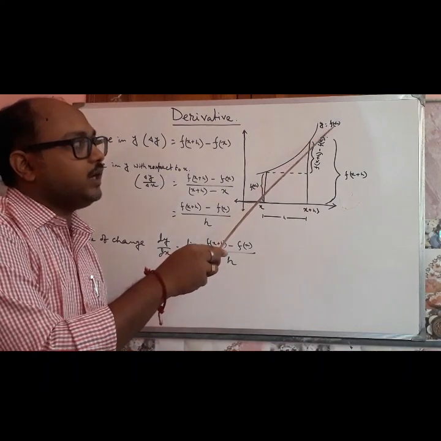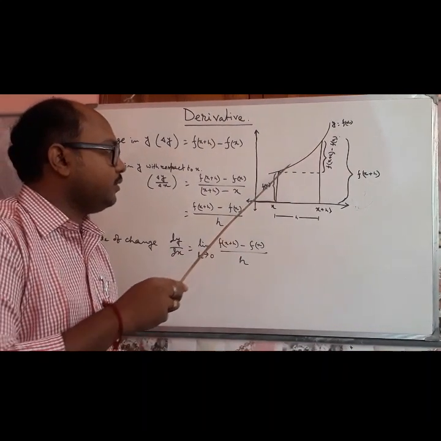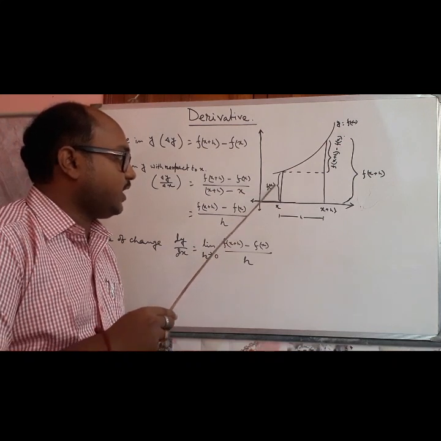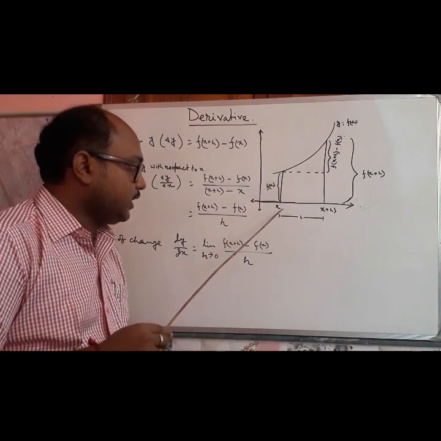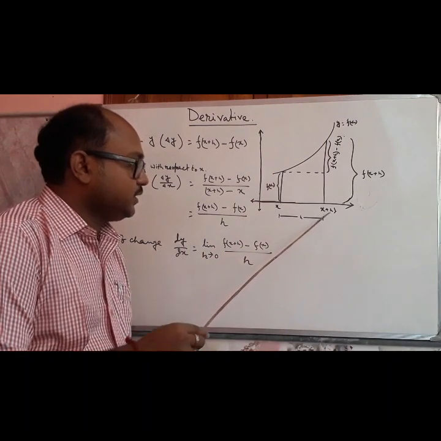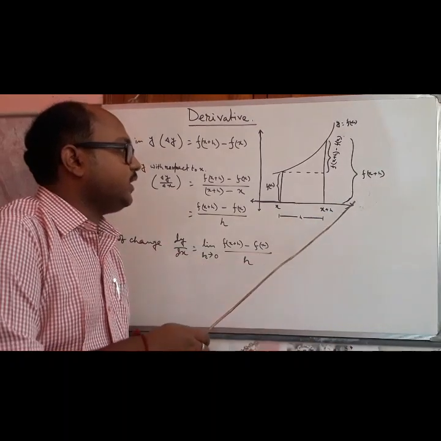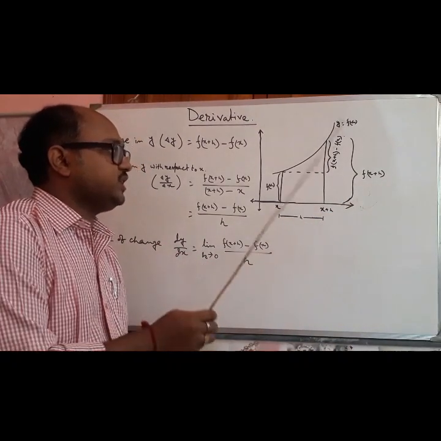Let the function y is equal to f of x. This is the curve y is equal to f of x. At the point x, this is the functional value f of x. At a small displacement h, this point is x plus h. At the point x plus h, the functional value is f of x plus h.